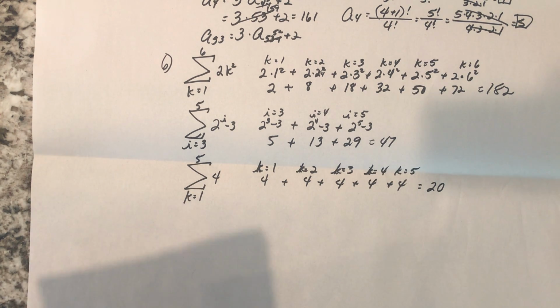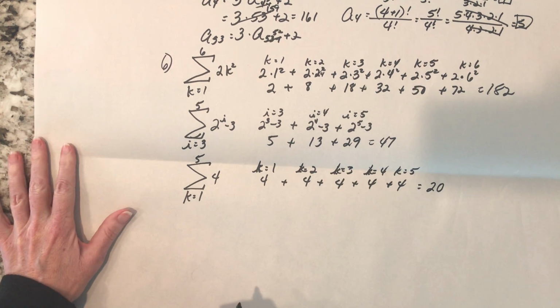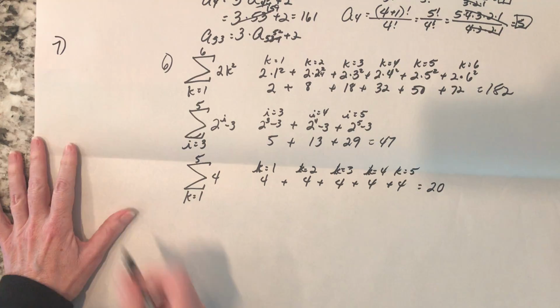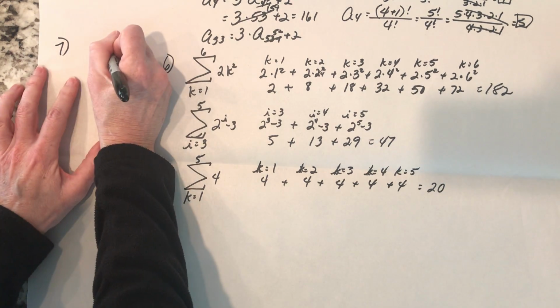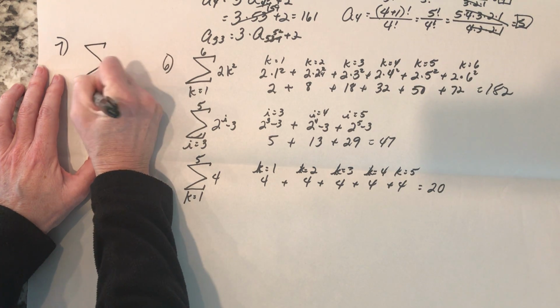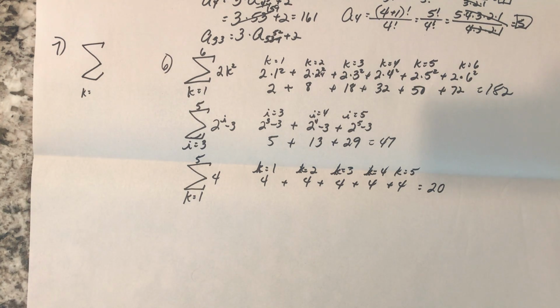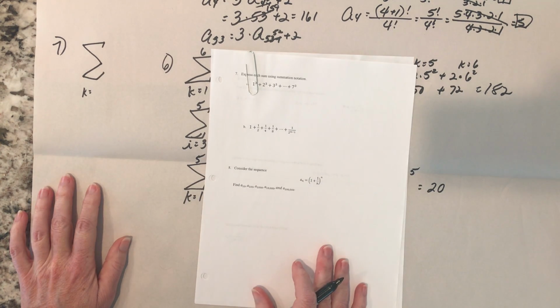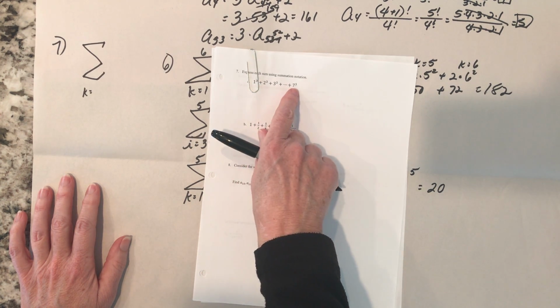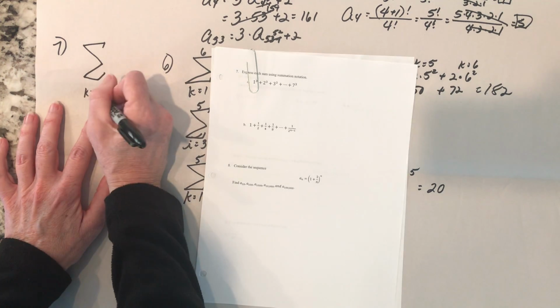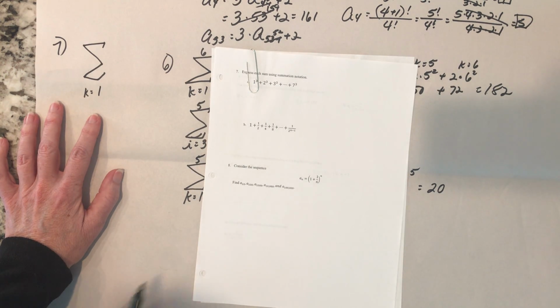Number 7, A and B, he wants you to reverse that. He wants you to give him the summation notation. I'm going to tackle those over here. Number 7. Draw your little funky symbol. We need a K equals. What are we starting with? You've got 1 to the 3rd, 2 to the 3rd, 3 to the 3rd, 4 to the 3rd, all the way up for a while. So we're going to start with 1. Our K is a 1. Our upper limit is a 7, so put a 7 up there.